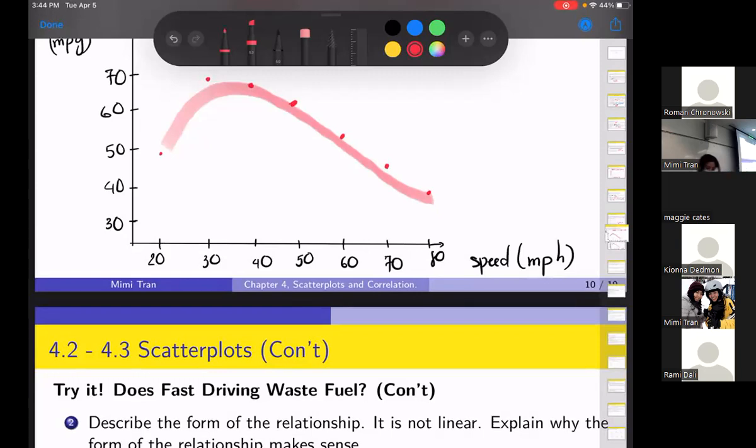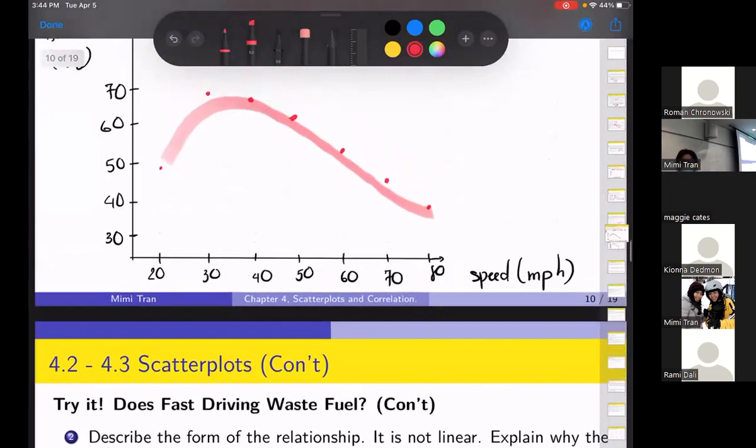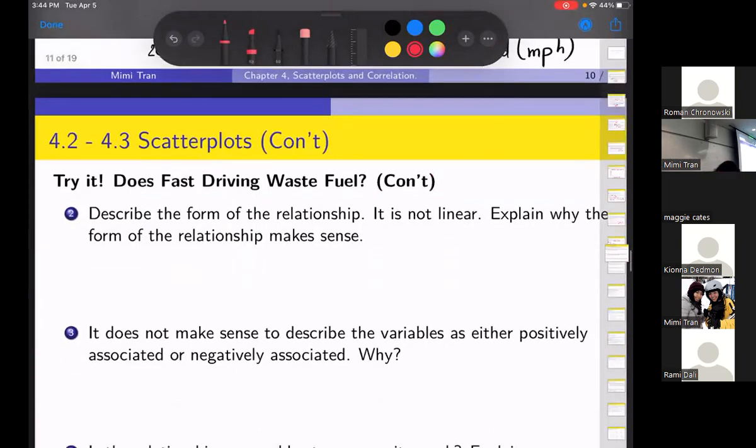Okay, all right, but let's answer our question. Describe the form of the relationship. It is not linear. So what is it? It is a curve, right? The relationship is a curve. Okay. All right, let me say some more. This is a little too short. I'm just going to say some more.